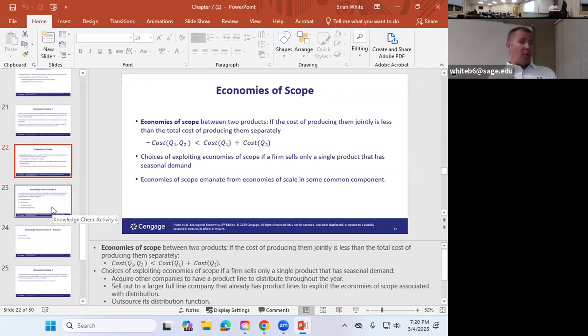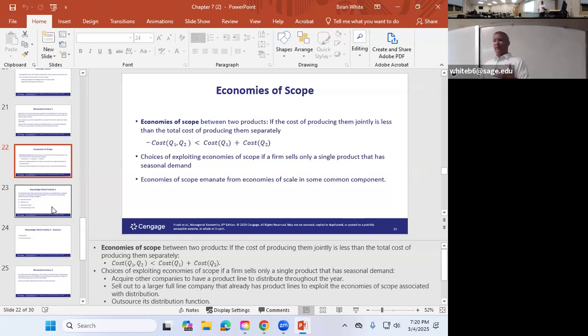The economies of scope is between two products. It's not really between two products, it's between two or more products. If the cost of producing them jointly is less than the total cost of producing them separately, it makes sense, but does it always make sense? I don't always agree with it. So if it makes sense to make these two products, should every company do it? I don't think you should.